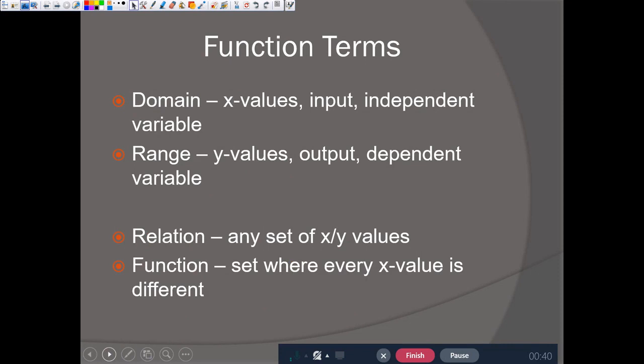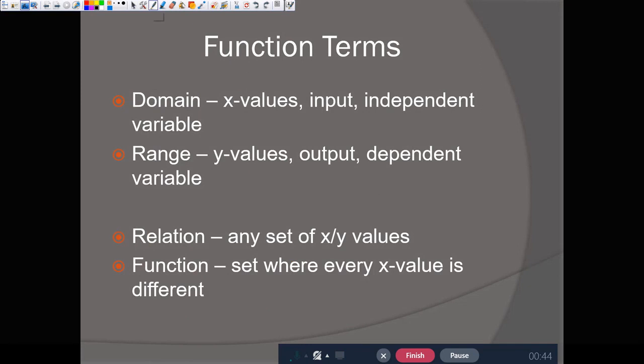A relationship is a set of x, y values. A lot of times they're written as ordered pairs, like so, x, y.